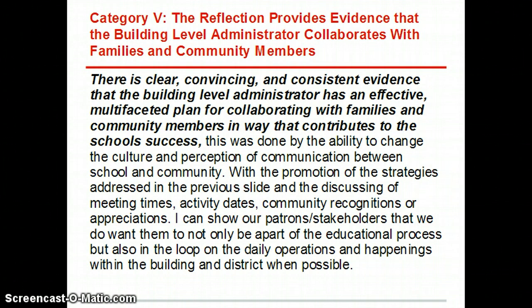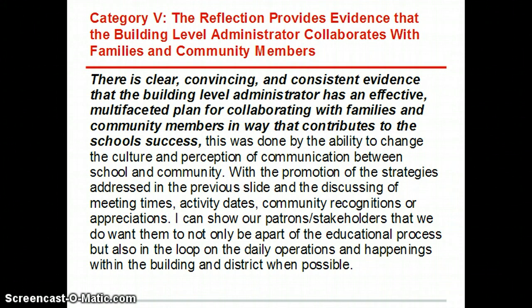Category 5. The reflection provides evidence that the building level administrator collaborates with families and community members. There is clear, convincing, and consistent evidence that the building level administrator has an effective, multifaceted plan for collaborating with families and community members in a way that contributes to the school's success.